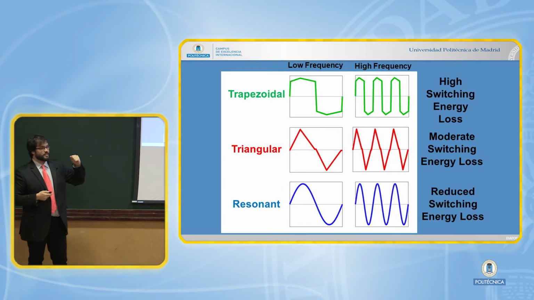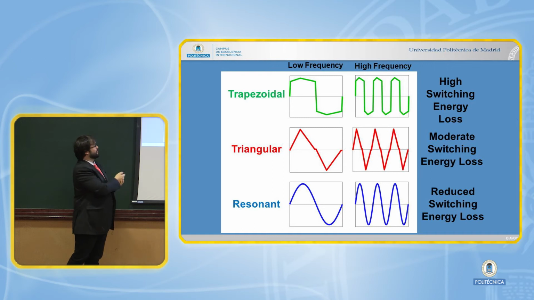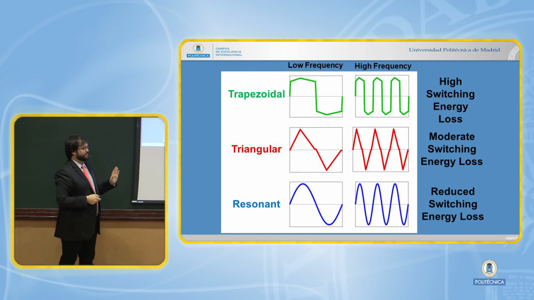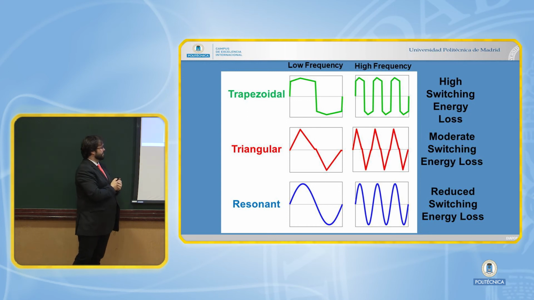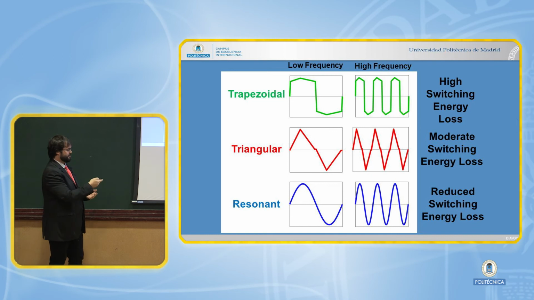Okay, with this increase of frequency, what we are going to have is another problem, that is increased losses in the switching components. Because in the traditional trapezoidal modulation of the current, we're going to have 6 switchings with non-zero current, and at higher frequency, it will lead to higher losses. With triangular, we can reduce to only 2 hard switchings per cycle, and the losses are going to be moderate. But the highest efficiency will be achieved with a resonant current modulation, in which we can switch almost at zero current, and therefore at high frequency the losses will be significantly reduced.